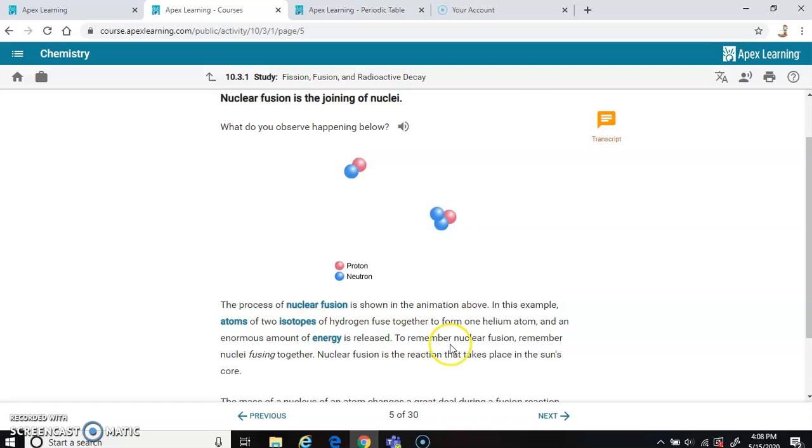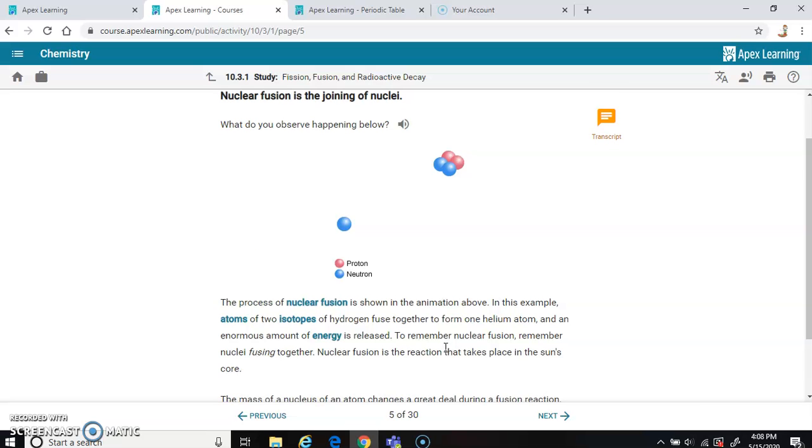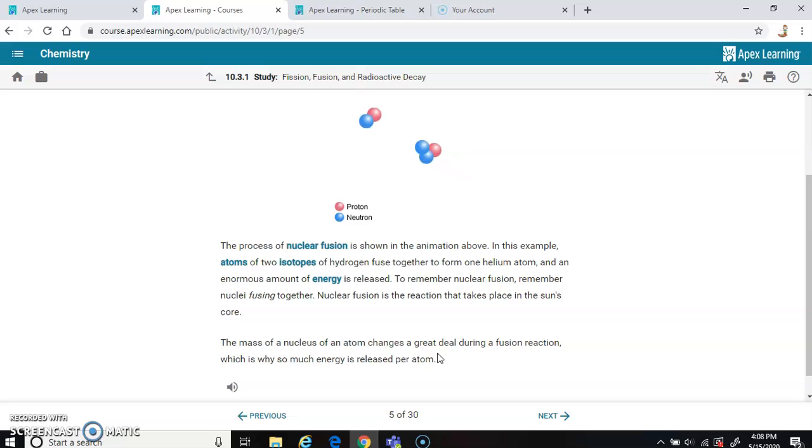So 2 isotopes of hydrogen are fusing together to form 1 helium, and an enormous amount of energy is released as well. This is what's happening in the sun's core. You've got hydrogen gas flowing in the sun, and they're bumping into each other, fusing together, making helium, which is releasing a lot of energy. So that's the sun. The mass of the nucleus changes a great deal because you're like doubling it, well, at least for the 2 hydrogen atoms. And so much energy is released per atom.